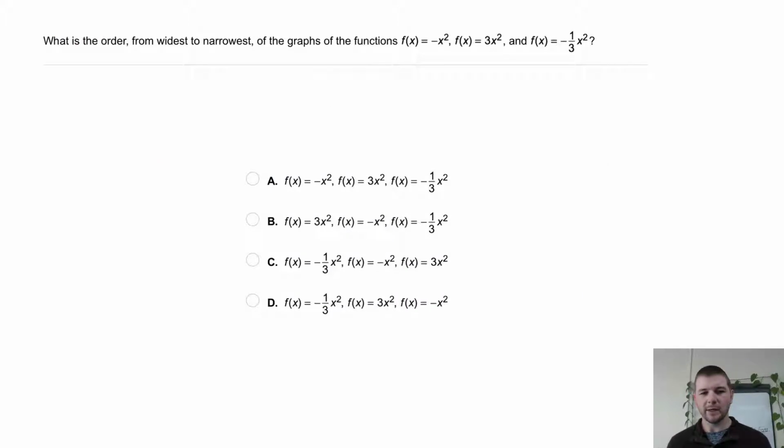Your turn. What is the order from widest to narrowest of the graphs of the functions f of x equals negative x squared, f of x equals 3x squared, and f of x equals negative 1/3 x squared?